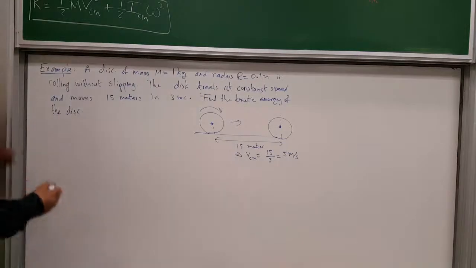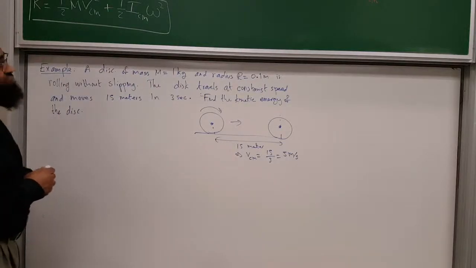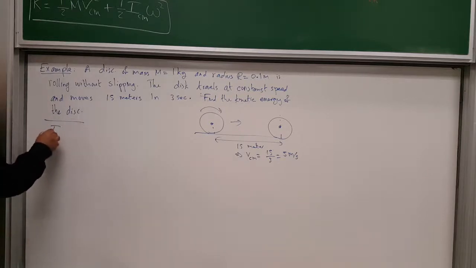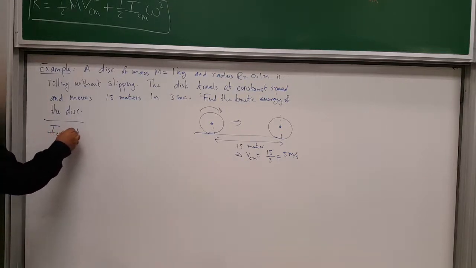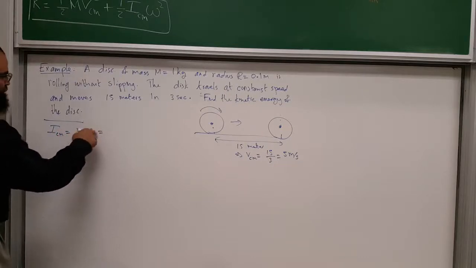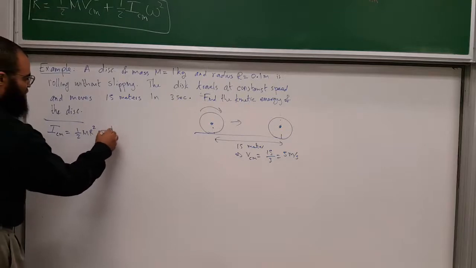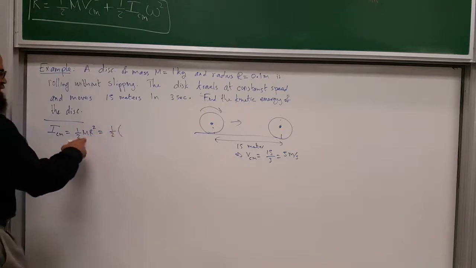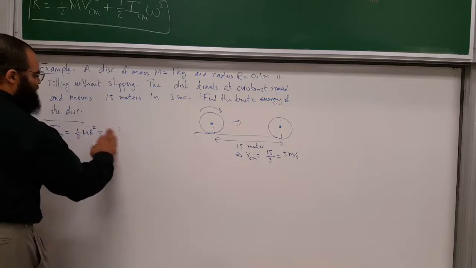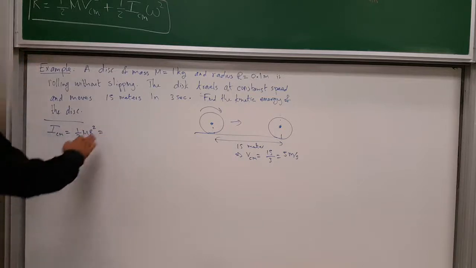It's a disk. So whenever you do rotational motion and you're given the radius and everything, you might as well calculate the moment of inertia. So the moment of inertia of the disk about the center of mass is 1/2 m r squared. It's something you can look up. So it's equal to 1/2 the mass of the disk, 1/2 m r squared. Let me leave it as 1/2 m r squared. That's fine.